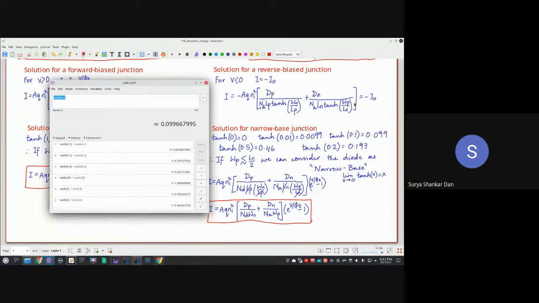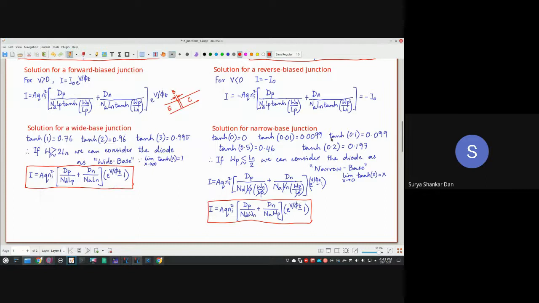0.099 is very, very close to 0.1. If we do this, you realize that the smaller the value of x, the tanh x will be approximately equal to x itself. I have put the values here for your reference. You can check it out on your calculator as I've shown.